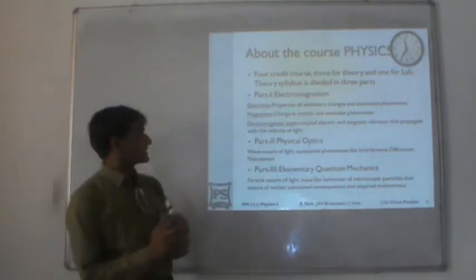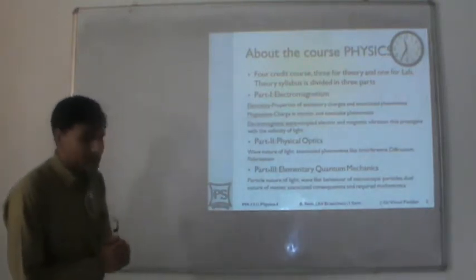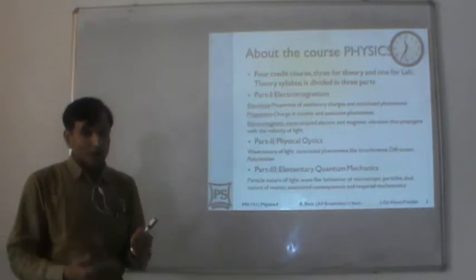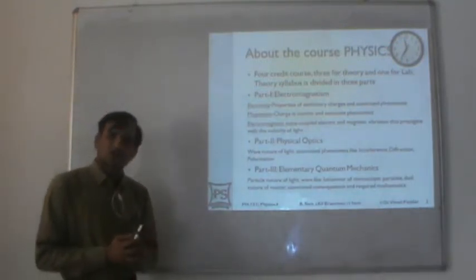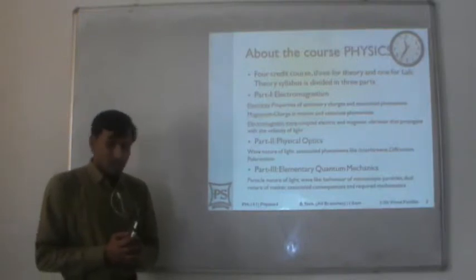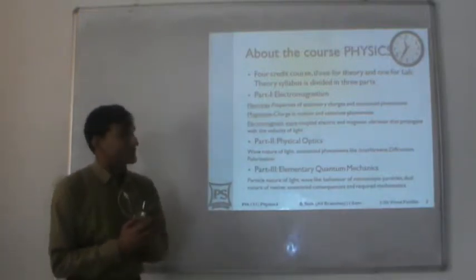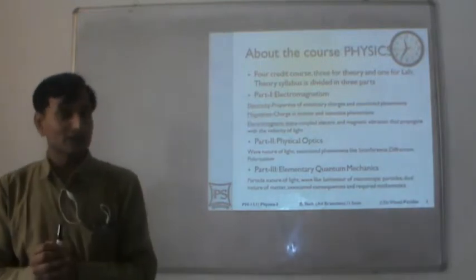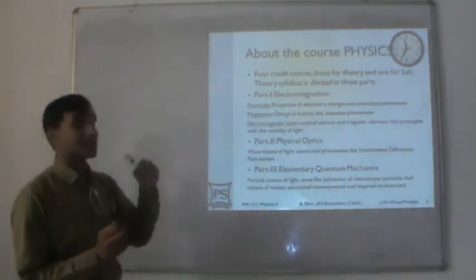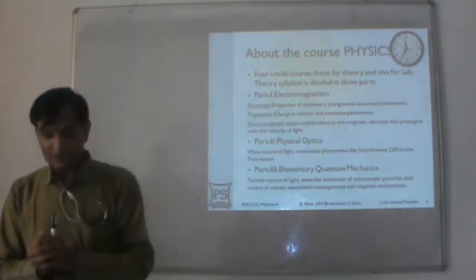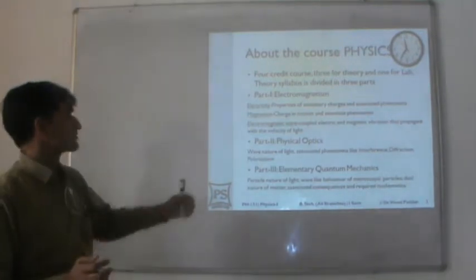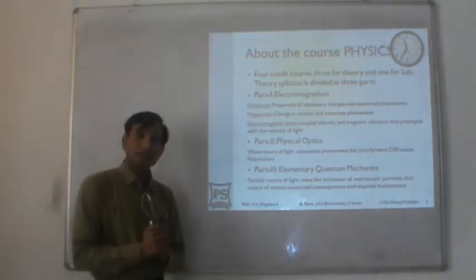The second part is physical optics. Now physical optics is basically the nature of light, how it is produced, how it propagates and how it interacts with matter. Mainly in this portion we will be discussing physical optics only. Physical optics is basically the wave-like phenomena exhibited by light, and interference, diffraction and polarization will be the main concern.